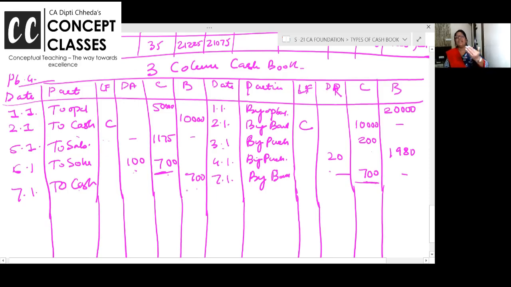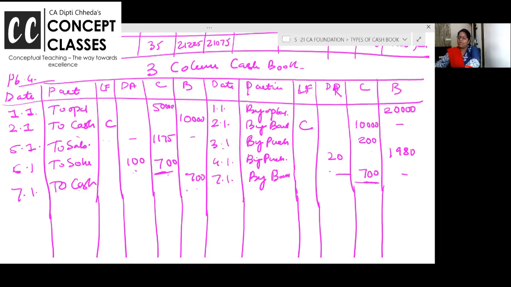Some of the books say the day you receive the check, don't pass any entry. Directly record it when you deposit in the bank column. I hope you are getting what I'm saying. So that way also you can do it, no problem.